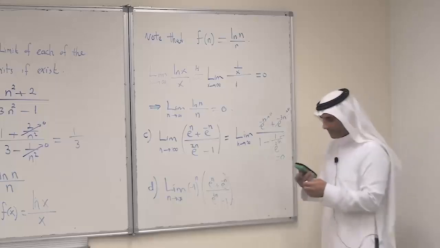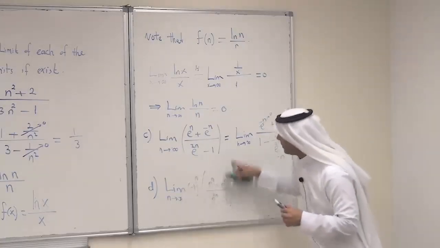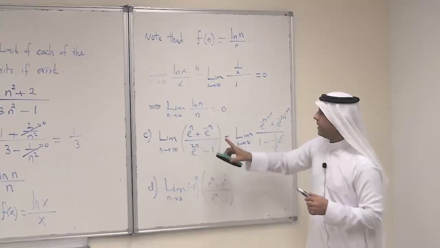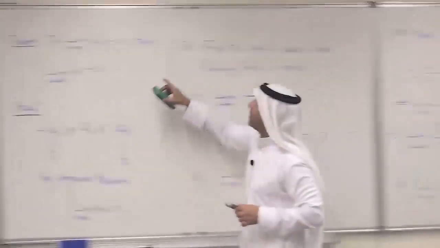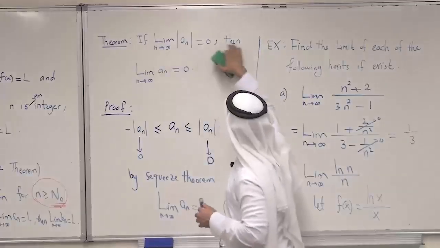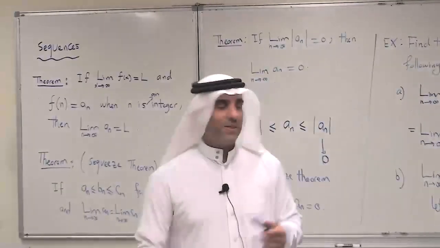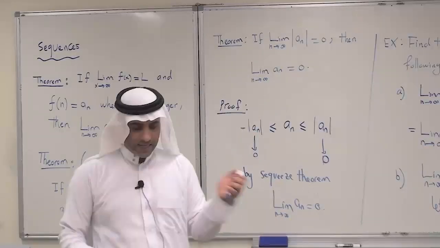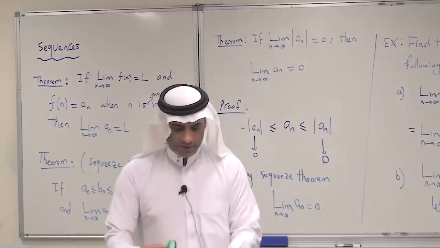What about this one? Yes, we can take the absolute value here. If you take the absolute value, you are back to this. And if you are back to this, you can use the theorem that says if the limit of the absolute value is equal to 0, then the limit of the sequence itself is equal to 0. So that is a direct application of the third theorem we have here. I leave it for you to write the answer. It is just 0.